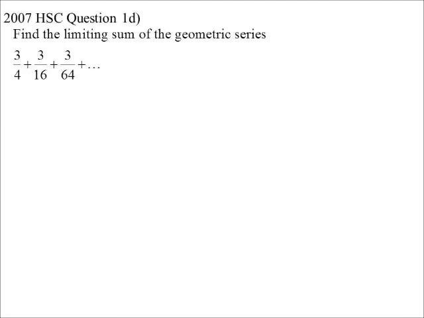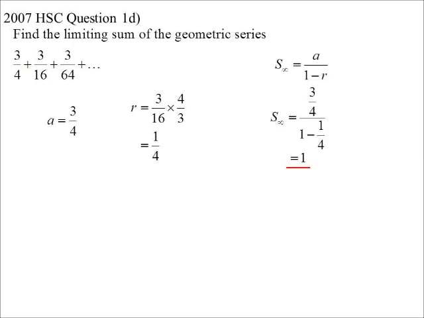Here's a quick little one from 2007. Find the limiting sum. So sum to infinity. So first term's 3/4. The ratio is 1/4. So sum to infinity. Eventually, it's 1. All of that adds up to be 1.